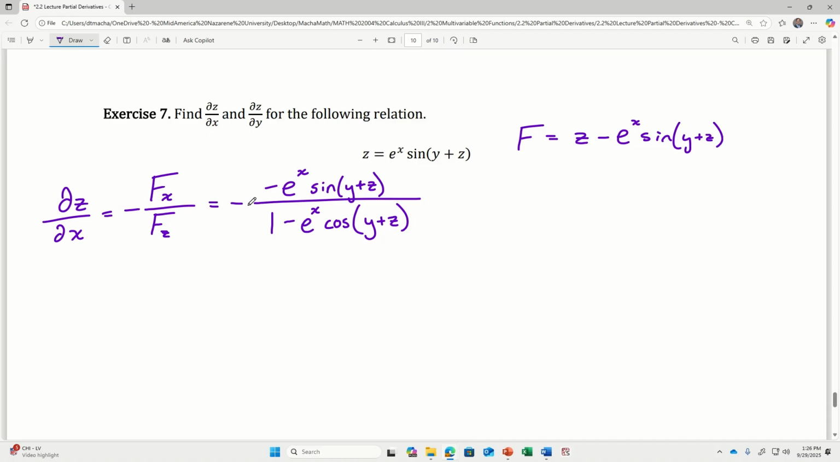And that's the answer. That's the partial of z with respect to x. If I have the partial of z with respect to y, that's just negative partial of F with respect to y over capital F with respect to z. Because the way we name variables is completely arbitrary, right? You could name it something else if you want to. Name x, y, and z, and it should still work.